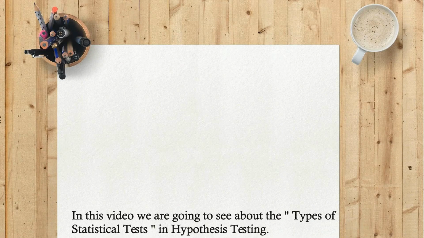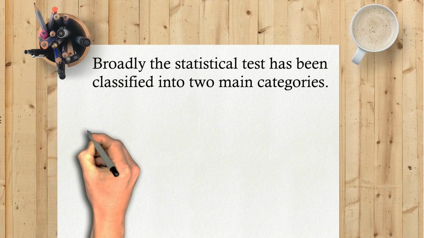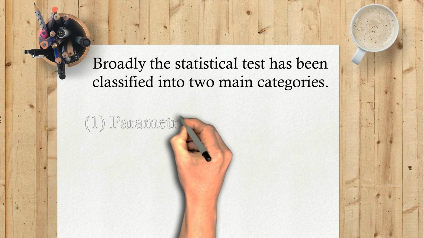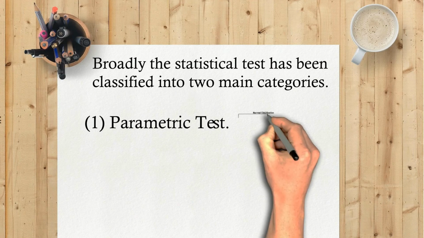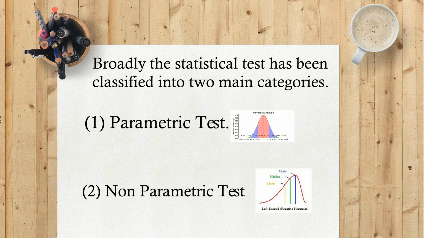In this video, we are going to see about the types of statistical tests in hypothesis testing. Broadly, statistical tests have been classified into two main categories: 1. Parametric test. 2. Non-parametric test.